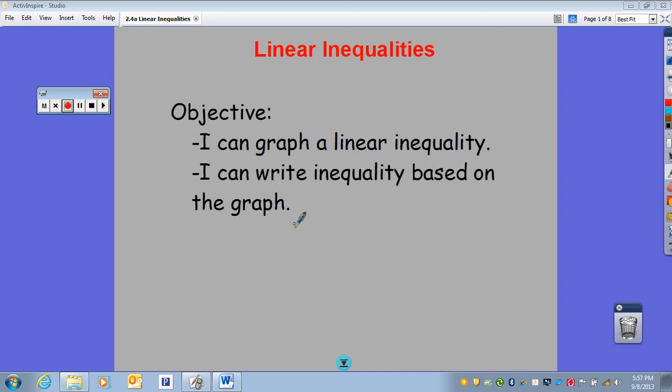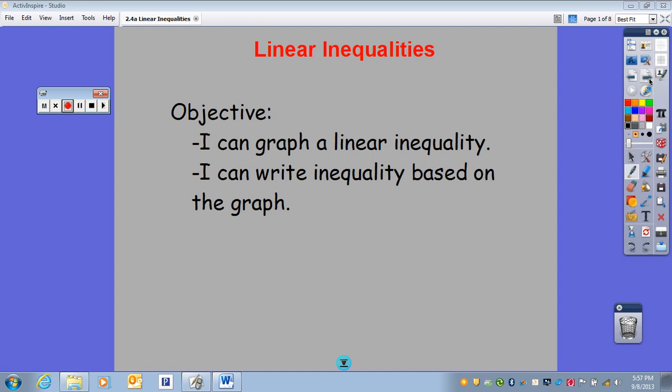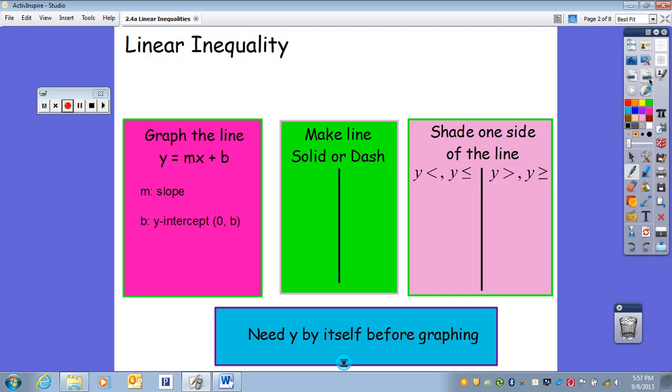In this lesson, we are going to work on graphing linear inequalities and also writing inequalities based on a graph. In a linear inequality, the first thing that you want to do is to graph the line, putting it into slope-intercept form, y equals mx plus b, first, so that you know the y-intercept and then can find the other points from the slope.